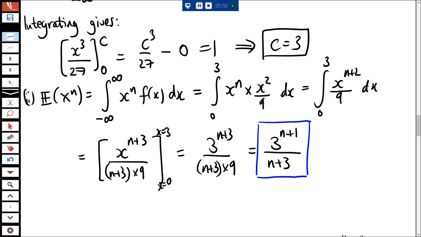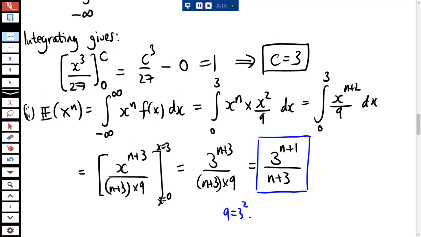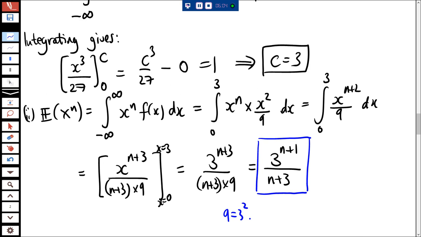Okay, just in case there's anything you missed, 9 is 3 squared, and I just cancelled some of those 3's off. Okay, I don't think there's much more to say on this one. Yeah, I think that's fine. There you go, some practice at working with PDFs.